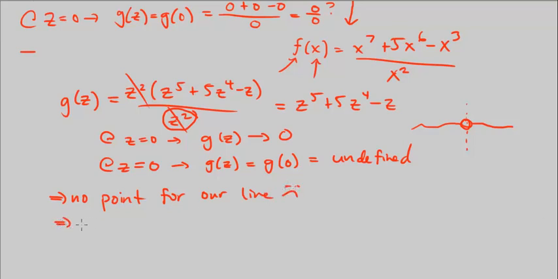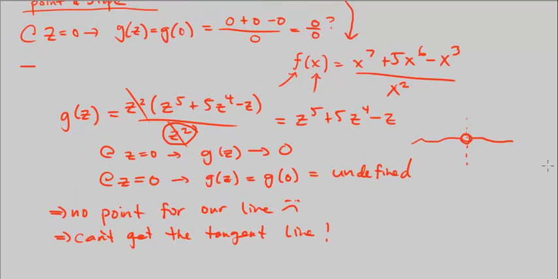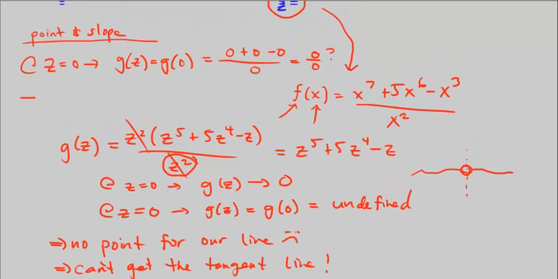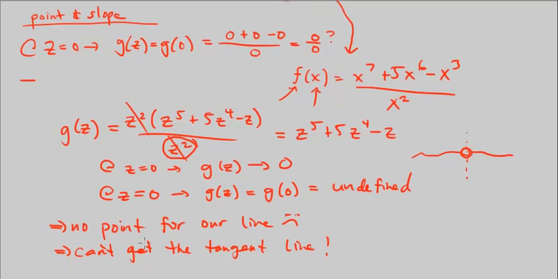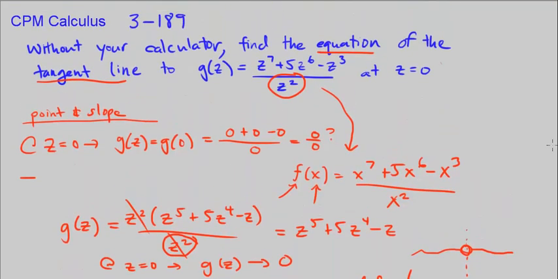Okay, so that means we can't get the tangent. Because if our function is undefined at a point, we cannot get the equation for a tangent line at that point because there's no point to get it at. Also, can we get the slope at a point that is not defined? Well, we already talked about that before. So no. All right, so we can't. No point for our line. Can't get the tangent line. Pretty simple. It's discontinuous. We can't get the tangent line at that point. So at z is equal to 0, no tangent line.